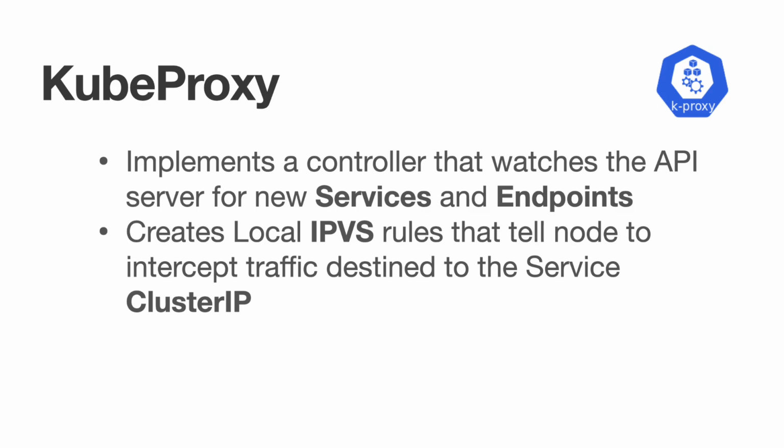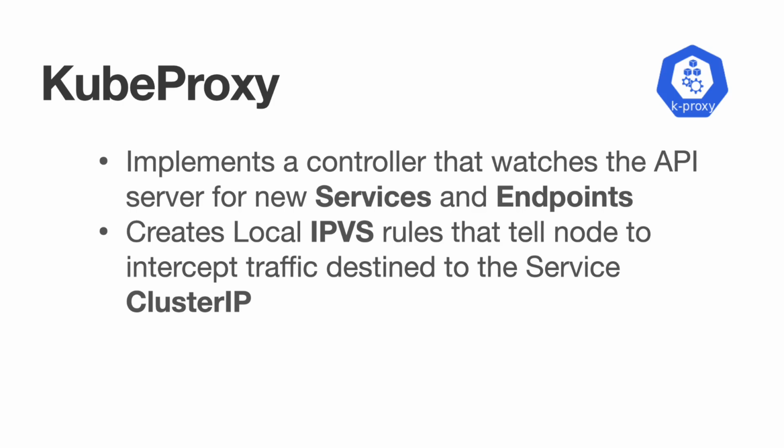IPVS stands for IP Virtual Server, and this is built on top of the netfilter and implements transport layer load balancing as part of the Linux kernel. Basically, what it gives us is the ability of load balancing to real servers, as you've seen when we use services, where we have a bunch of pods behind the service, whether it's a node port, load balancer, or cluster IP. When the traffic is received, the service load balances between healthy pods. And this is possible because of IPVS.